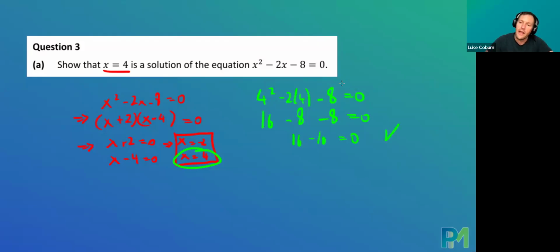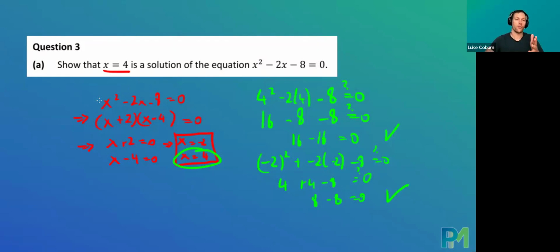So this isn't quite an equal sign; it's more like an equal sign with a question mark. Is it equal to 0? And yes, it's equal to 0. It just took us 3 lines to get there. Incidentally, that would be true as well if we took minus 2. So minus 2 squared minus 2 times minus 2, minus 8. That will be 4 plus 4 minus 8 equal to 0? 8 minus 8 is equal to 0. That's true. So if we start off with this equation and work our way down to the solution, we find that one of the solutions is x is equal to 4. That's a perfectly valid way to do this question.